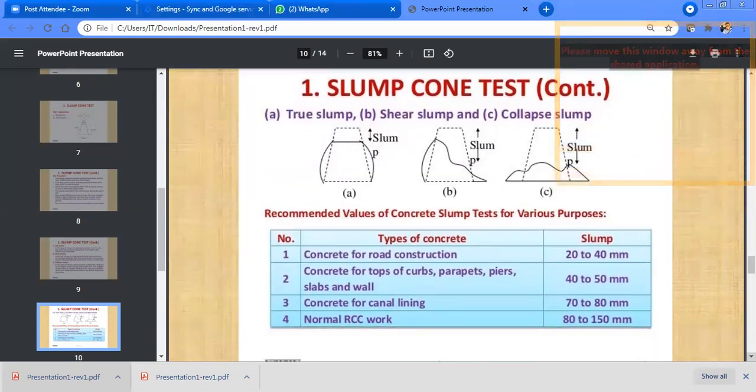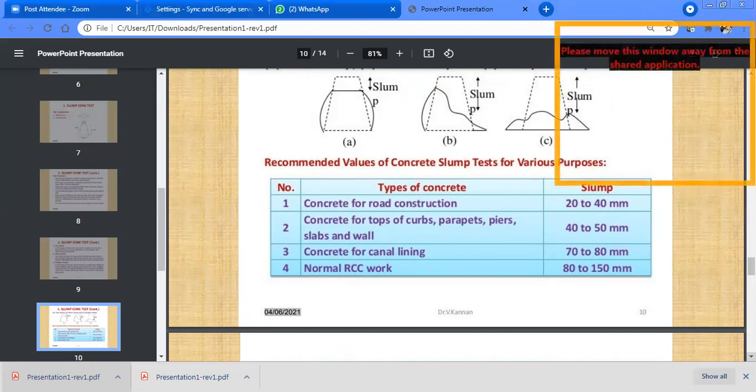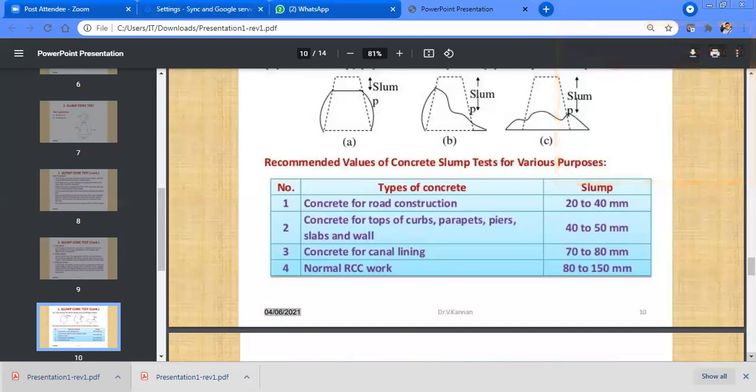We are measuring. If you see the table here, for road construction there is a different type of slump, 20 to 40 mm. For concrete, there are different slump ratios for different types of structure. As I told you before, the slump depends on the importance of the structure, either the substructure or the superstructure. The substructure means it is underneath the soil, and the superstructure means above the soil.